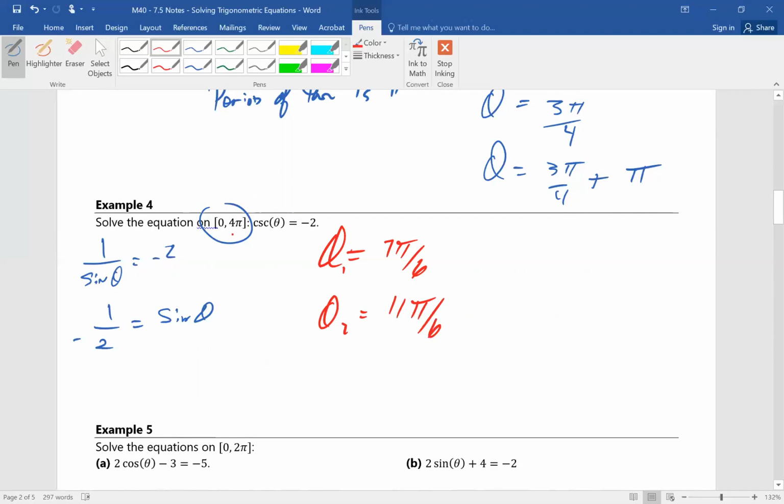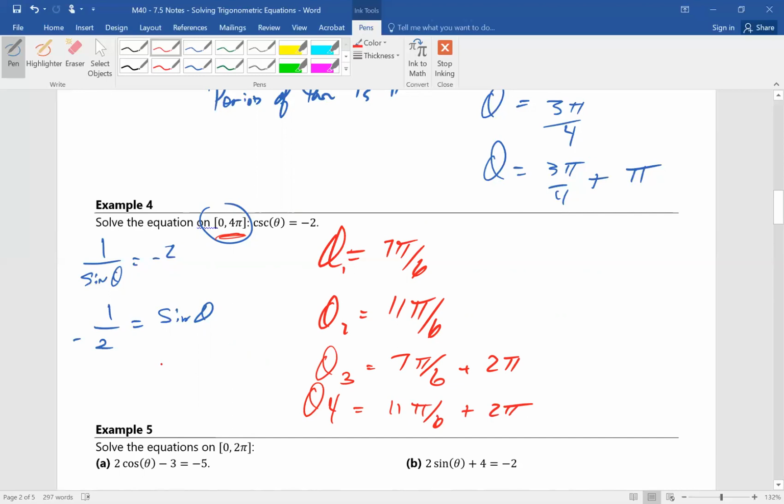Now, because they want one more rotation, you can go ahead and put theta 3 equals, we're going to take the 7 pi over 6 plus 2 pi. We don't have to put the k because we're not going around anymore. And my fourth theta is going to be 11 pi over 6 plus 2 pi. So that's how you get those 4 angles.